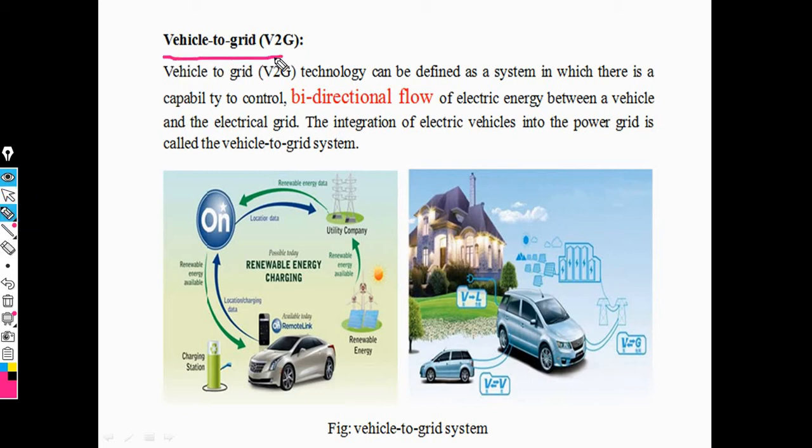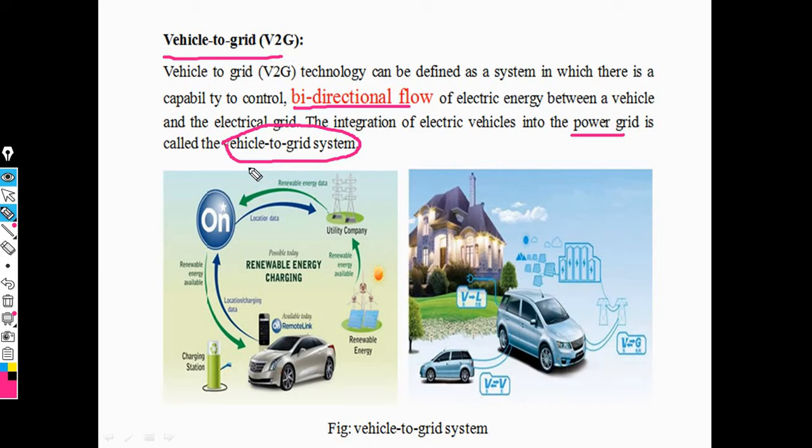Also, the vehicle to grid system is a concept of bidirectional flow, that means of electrical energy between vehicle and grid. This concept is also known as integration of electric vehicles, and these electric vehicles are connected with the help of the power grid, and this whole system is called the vehicle to grid system.